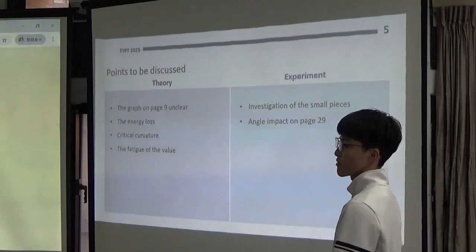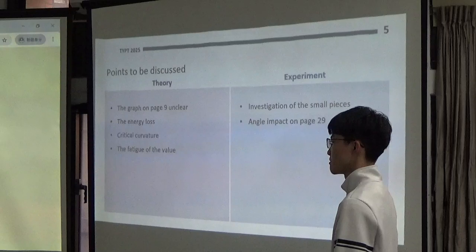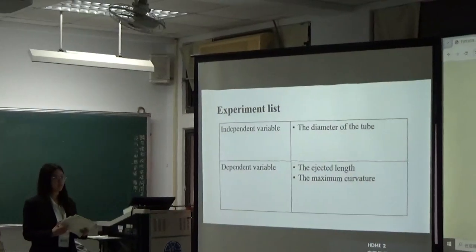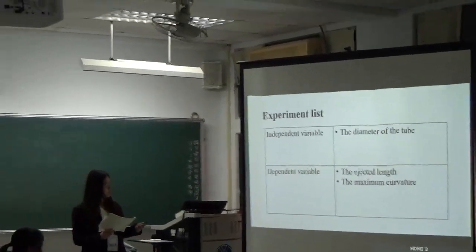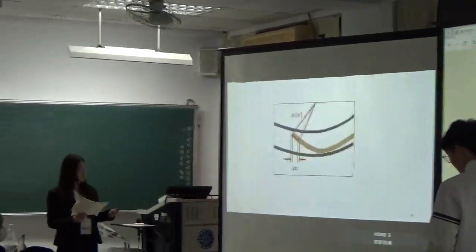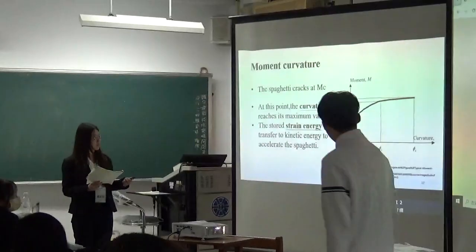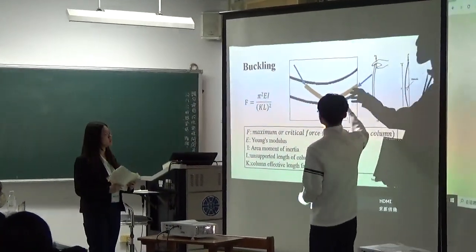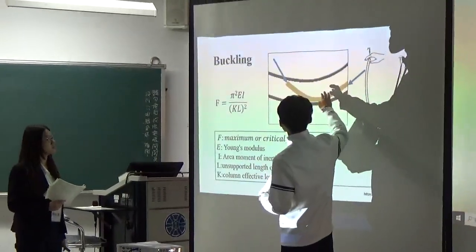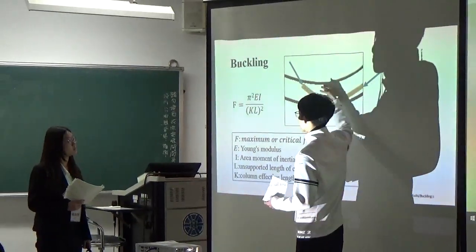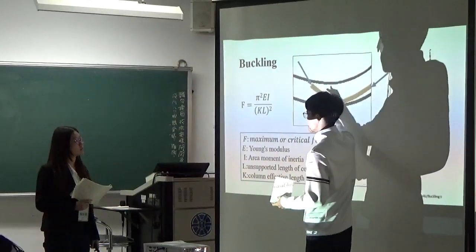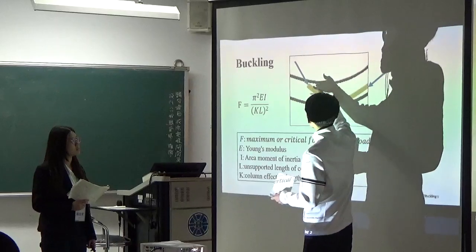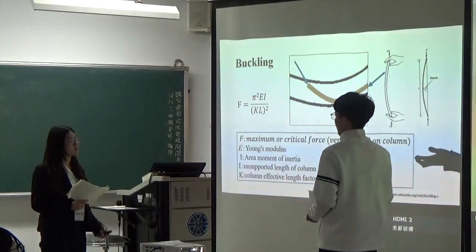Okay, so let's invite the reporter to the stage. Also, I want to start with the graph on page 9. Can you turn to page 9? As the experimental video shows, one side of the spaghetti is on here, but now there's only one point in contact with the tube that's lower in curvature. So can you explain that?